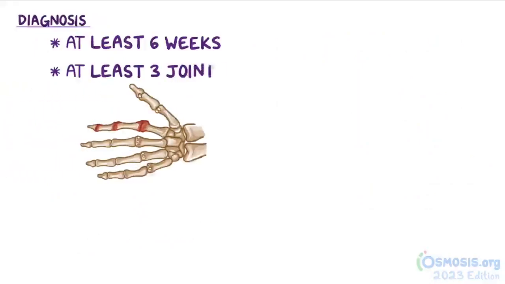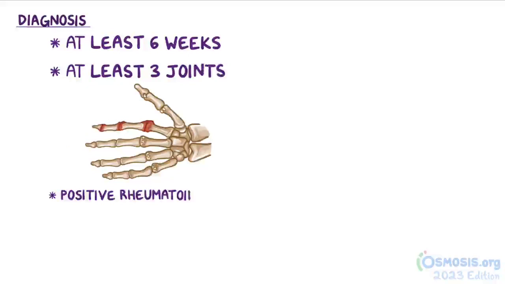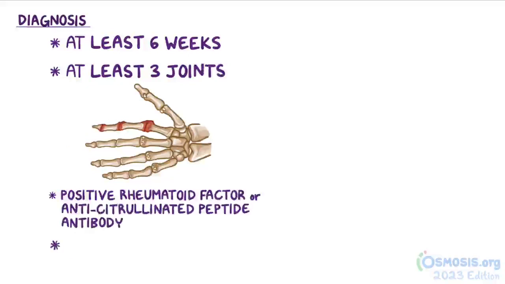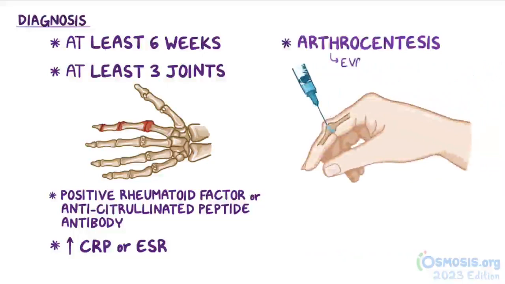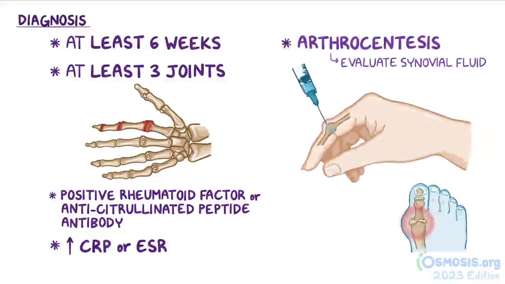The diagnosis of rheumatoid arthritis can be made if the disease has gone on for at least 6 weeks, involves at least 3 joints, there's a positive rheumatoid factor or anti-citrulline peptide antibody, and an elevated CRP or ESR. In some cases, arthrocentesis may be done to evaluate the synovial fluid to make sure there's no evidence of crystals, like in gout or pseudogout, or signs of infection.